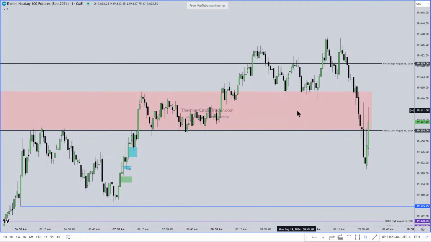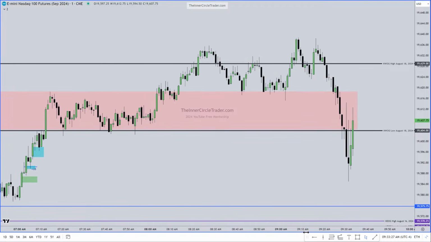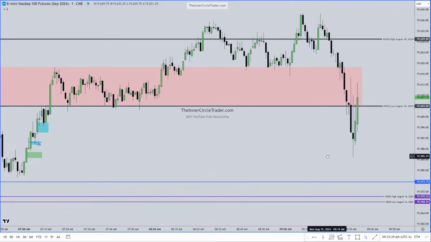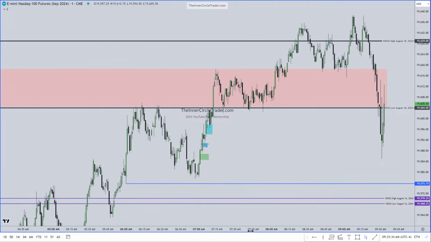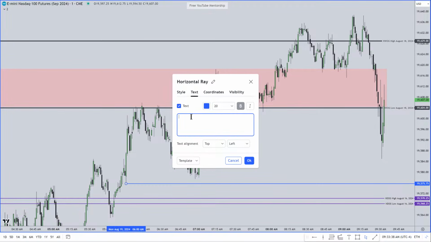This is a little too busy for me. I'm going to take that off because it's distracting to me. But if it helps you, by all means, keep it on your chart. These are the lows where sell side is. So I'll annotate that.